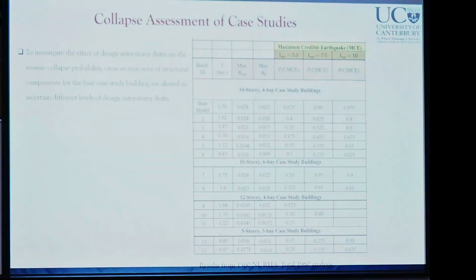So as you can see, with the larger LSR, the collapse probability goes really high, and as we reduce the design interstory drift, the collapse probability becomes less. But what we observed was that the maximum allowed interstory drifts in NZS 1170.5 still may result in pretty high collapse probabilities if the design is pushed to the ultimate allowed limit.